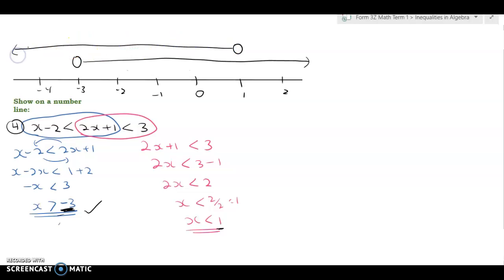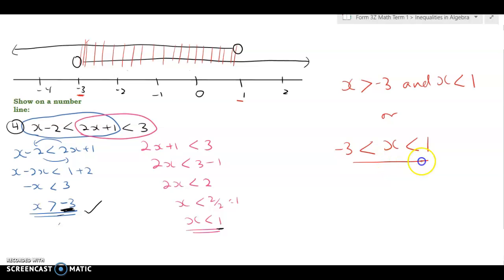Now what I can see is that in this particular number line, there is an overlap, right? Overlap occurs here. So what's happening is that my values fall into this category. It's between minus 3 and 1. So then I could write it like this. x is greater than minus 3 and x is less than 1. Or I could write x is between minus 3 and 1. And that's my final solution for this.